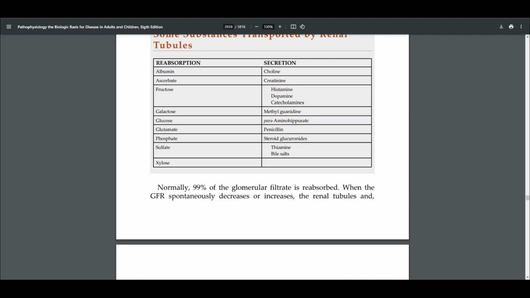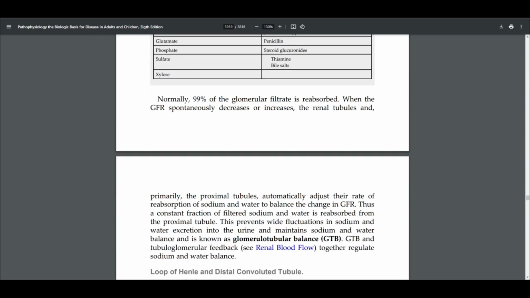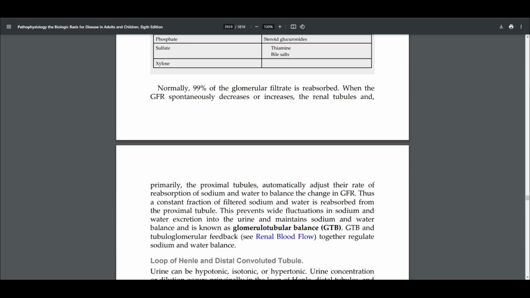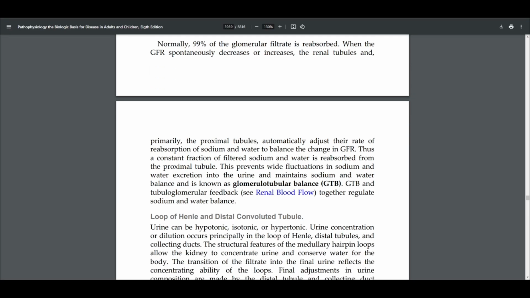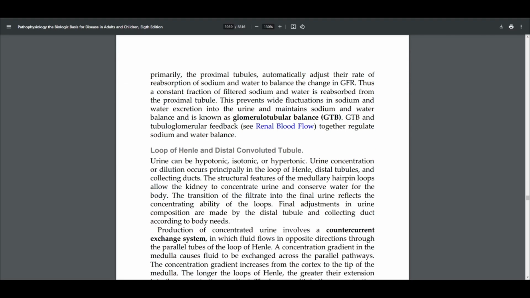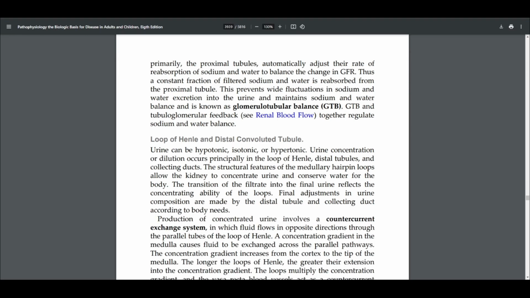Normally, 99% of the glomerular filtrate is reabsorbed. When the GFR spontaneously decreases or increases, the renal tubules, and primarily the proximal tubules, automatically adjust their rate of reabsorption of sodium and water to balance the changes in GFR. Thus, a constant fraction of filtered sodium and water is reabsorbed from the proximal tubule. This prevents wide fluctuations in sodium and water excretion into the urine and maintains sodium and water balance, and is known as glomerular tubular balance, GTB.